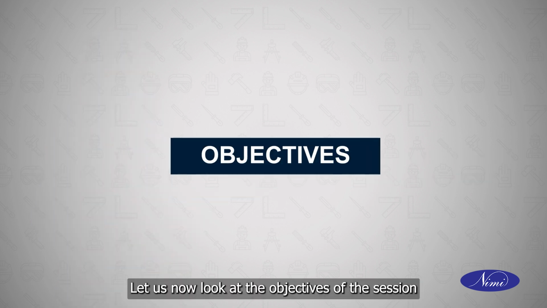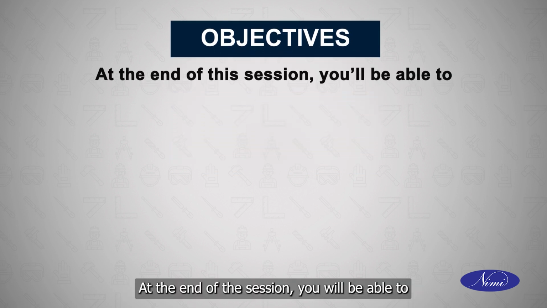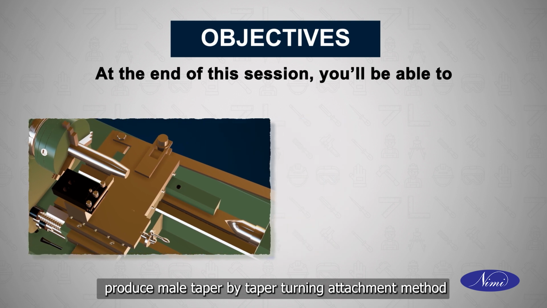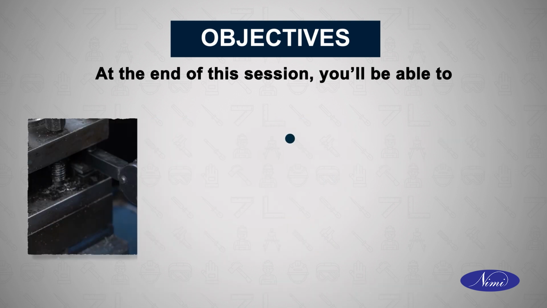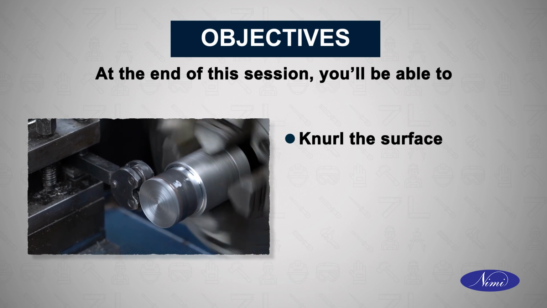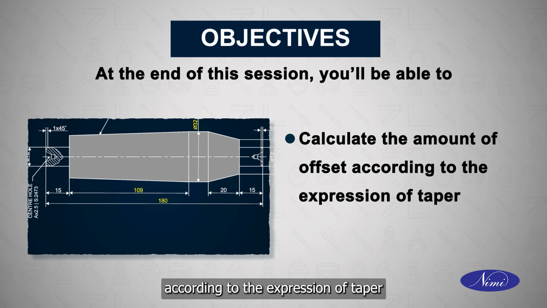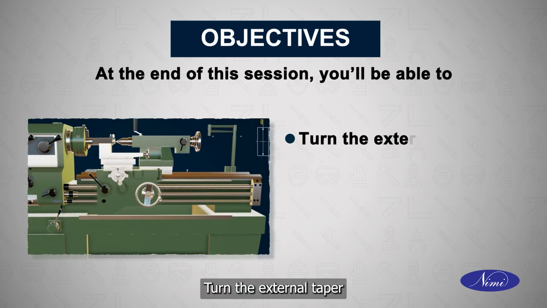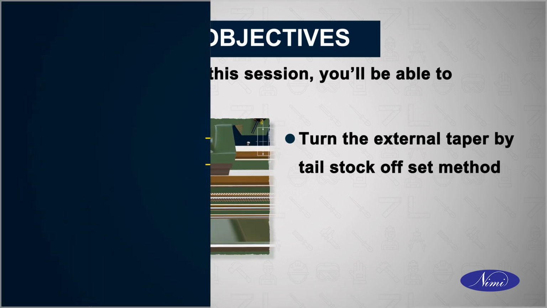Let us now look at the objectives of this session. At the end of this session, you will be able to produce male taper by taper turning attachment method, knurl the surface, calculate the amount of offset according to the expression of taper, and turn the external taper by tailstock offset method.